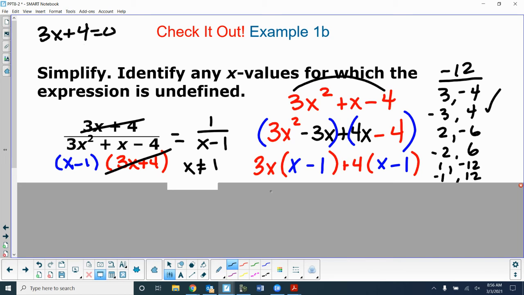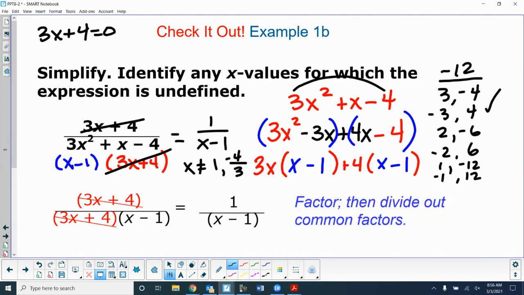What makes that 0? What would I do first to solve? Subtract 4 and then? Right. So subtract 4 and divide by 3, right? So there's my 2 restrictions. And it's there.